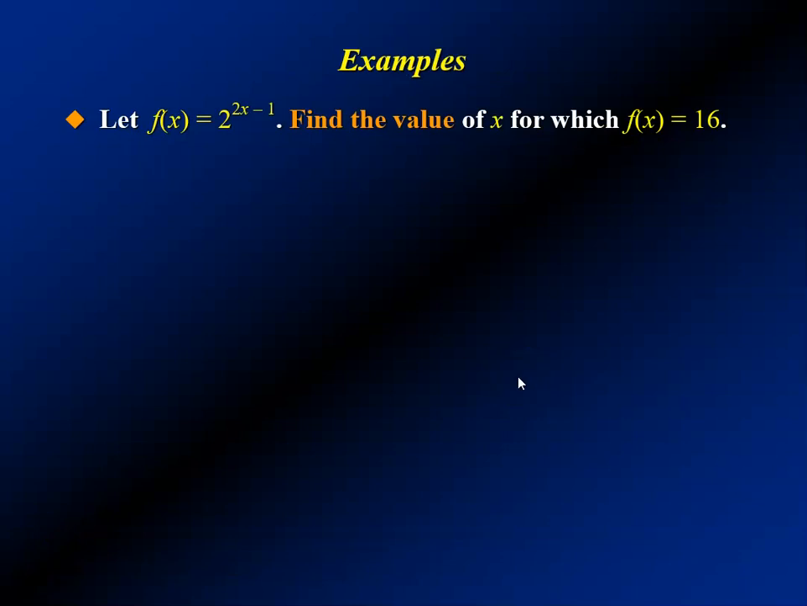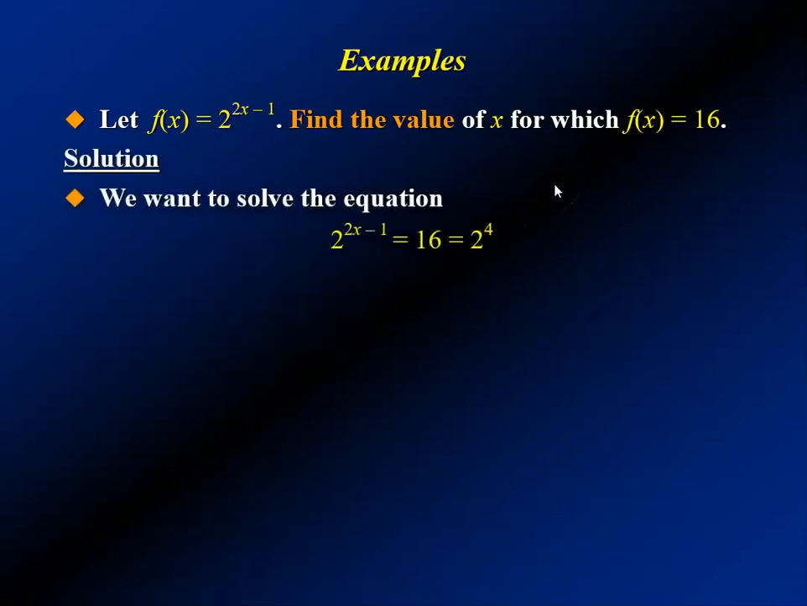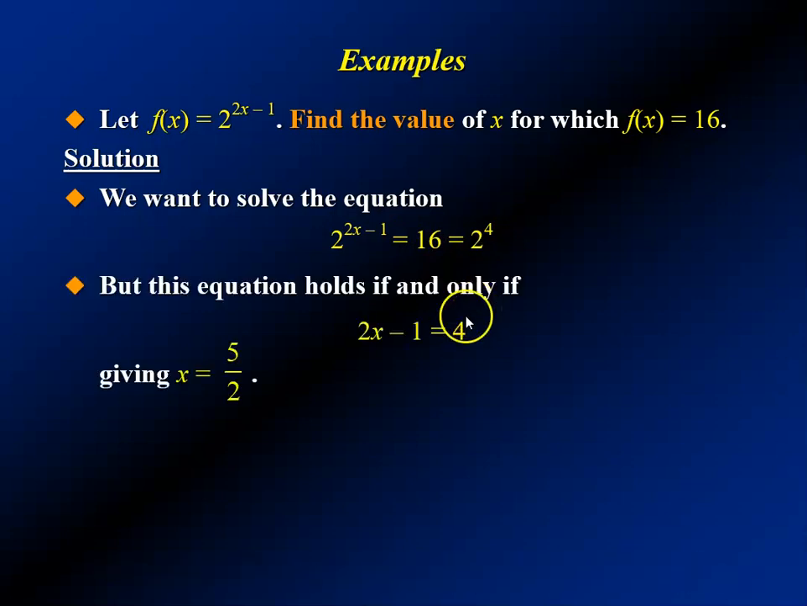We have the function f of x is equal to 2 to the power of 2x minus 1, and we find the value of x for which f of x is equal to 16. So you have 2 to the power of 2x minus 1 equals 16. We will make the base the same so that we can solve for the exponent. The factorization of 16 is 2 times 2 times 2 times 2, which is 2 to the power of 4. So now we can solve for the exponent: 2x minus 1 equals 4, and then x equals 5 over 2.